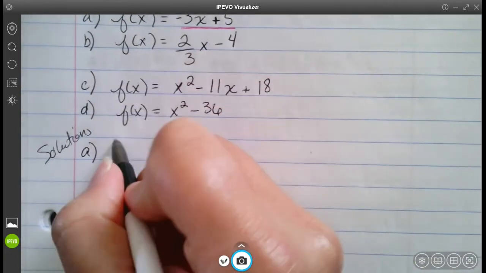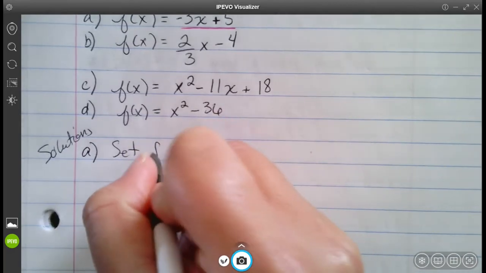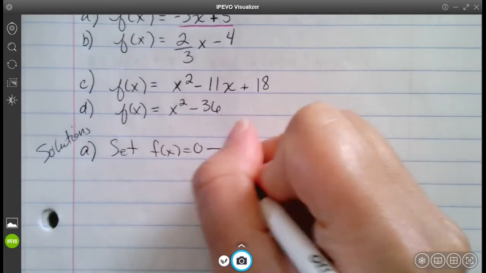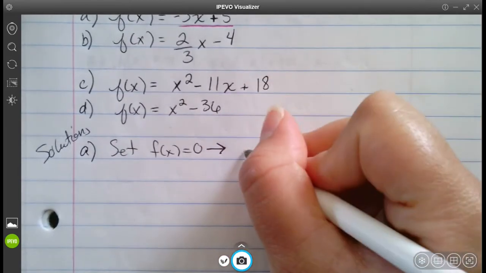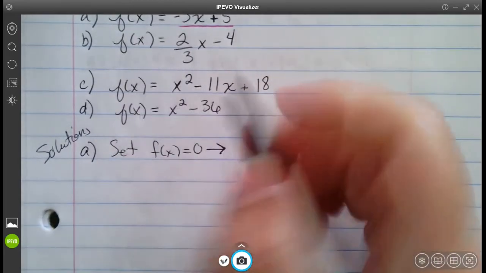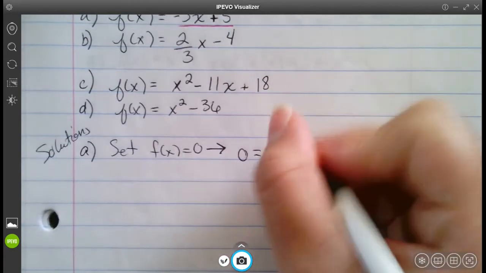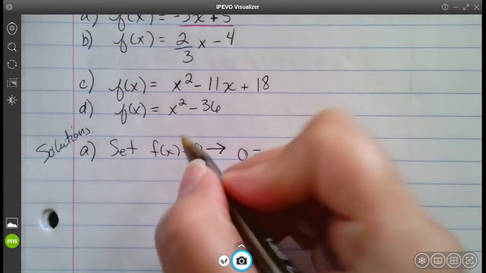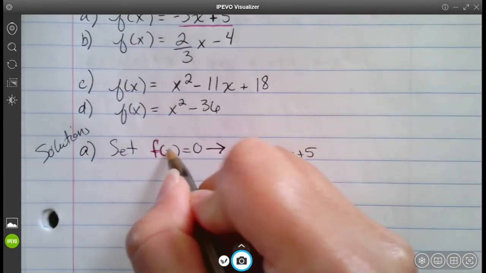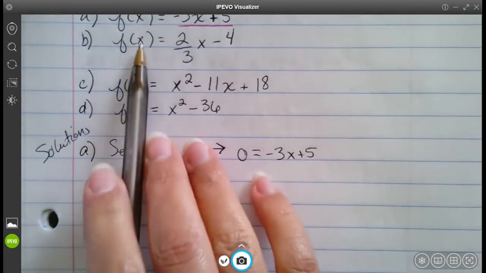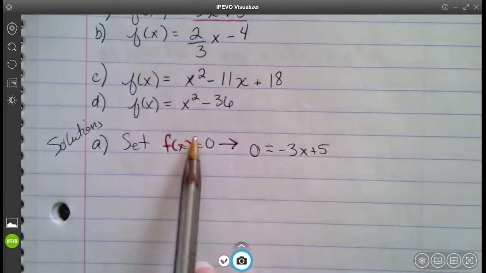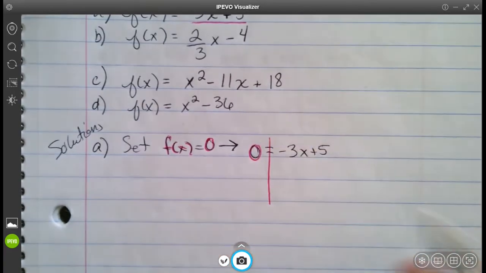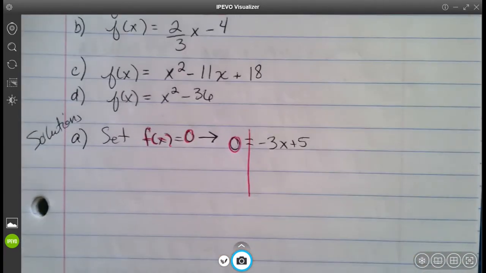Okay, and we're going to set f of x equal to 0. I'm only going to write this for the first one. Okay, so what that looks like is like the following. Instead of f of x, I'm going to use 0 equals negative 3x plus 5. So I'm replacing the f of x that was originally there, so this one, okay, with a 0. And I'm going to solve. Okay, so I'm going to solve for x.